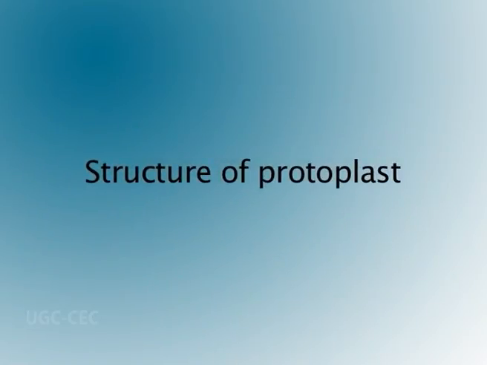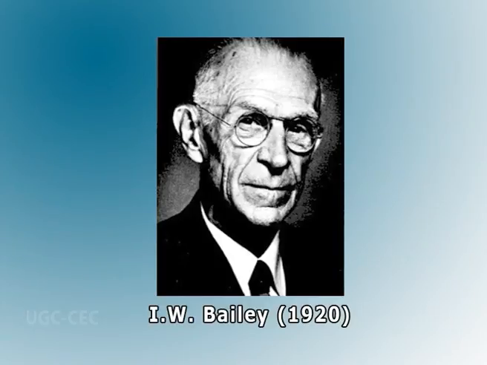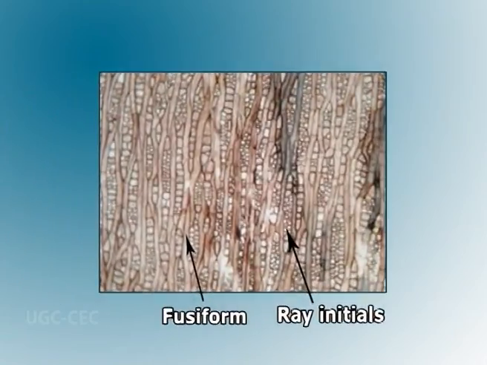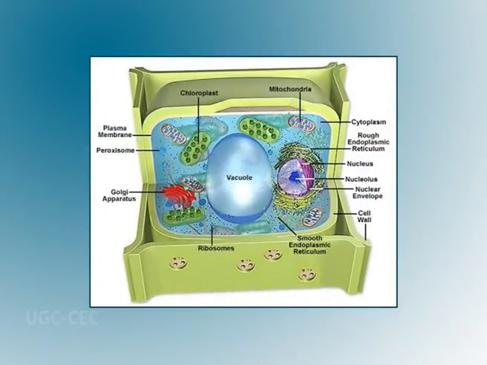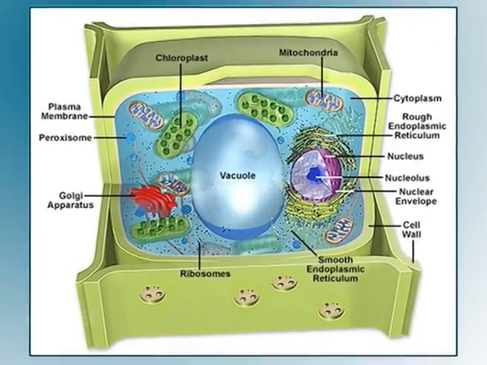Now, structure of protoplast. Bailey 1920 observed that in spite of their large size, the fusiform initials are uninucleate. He also stated that in summer high temperatures, protoplasm streaming is active and there is a very large vacuole penetrated by a system of anastomosing threads. When temperature is low, the vacuole tends to divide into a varying number of small independent vacuoles.